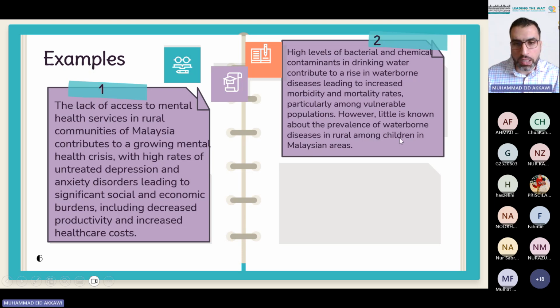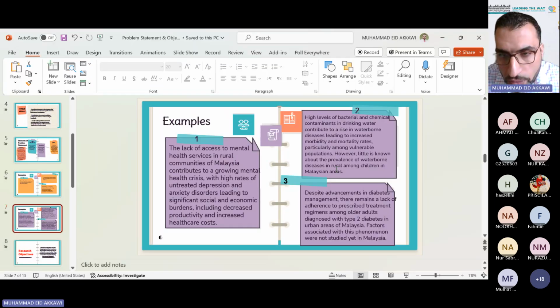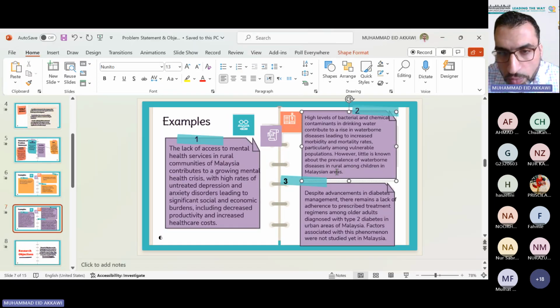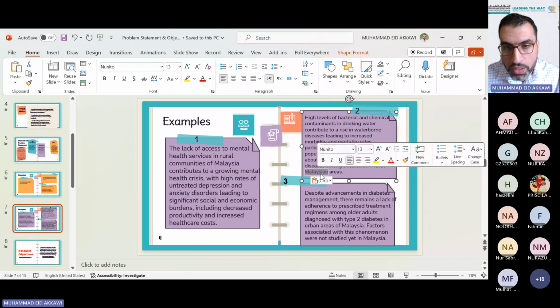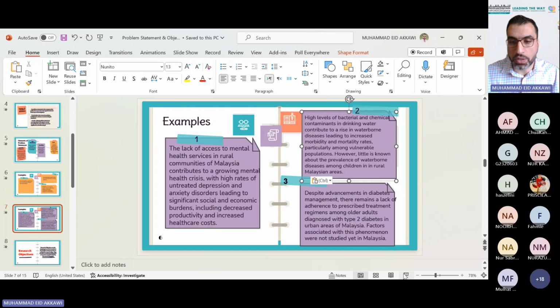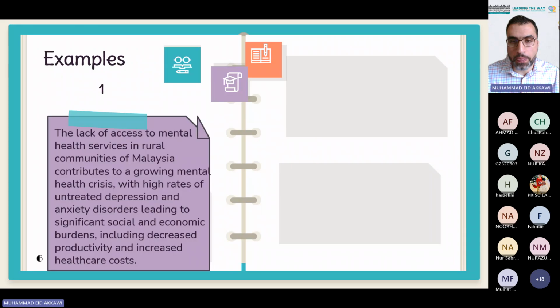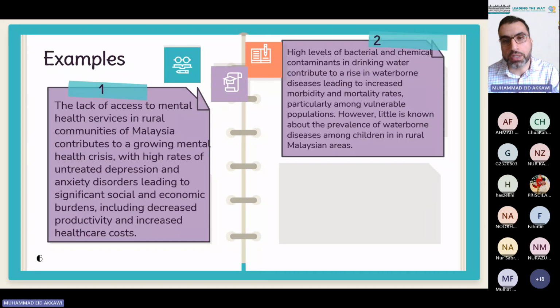So let me write it in a good way. Prevalence of waterborne disease among children in rural Malaysian areas. Okay. So any reader will understand what you are going to conduct in your research.